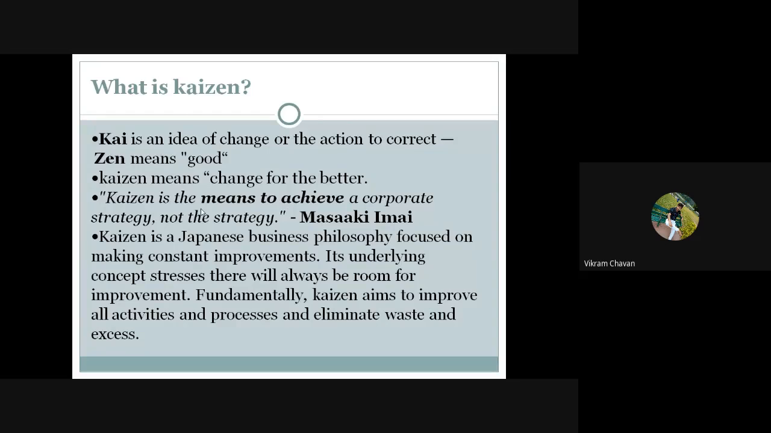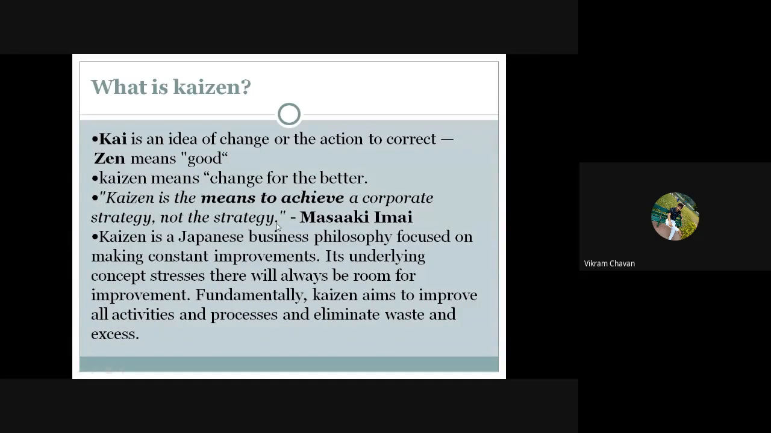So Kaizen means what? Kai is an idea of change or the action to correct, and Zen means good. So that is nothing but a good idea or good change to improve the work location and to improve the productivity of the industry. Kaizen means change for the better. Kaizen is the means to achieve a corporate strategy, not the strategy.